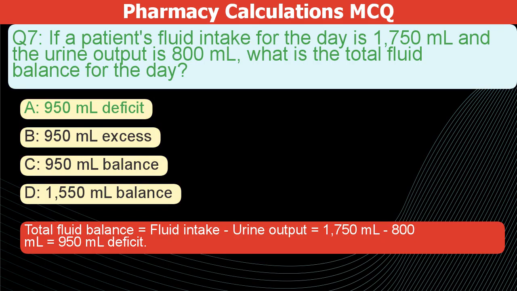The correct answer is A. Total fluid balance equals fluid intake minus urine output. That's 1750 milliliters minus 800 milliliters, which equals a 950 milliliter deficit.